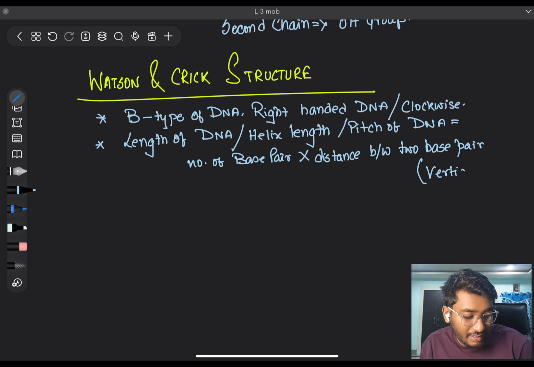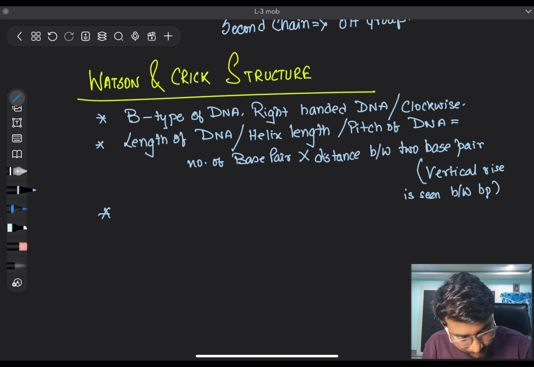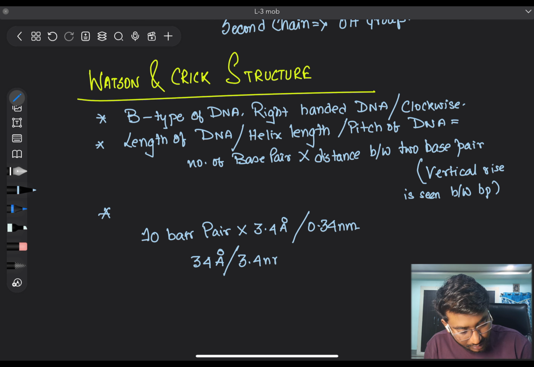Vertical rise is seen between two base pairs. The third point given is 10 base pairs into 3.4 angstrom, that is 0.34 nanometer, so 34 angstrom or 3.4 nanometer. This is one turn of DNA.